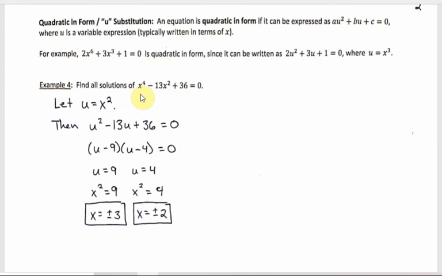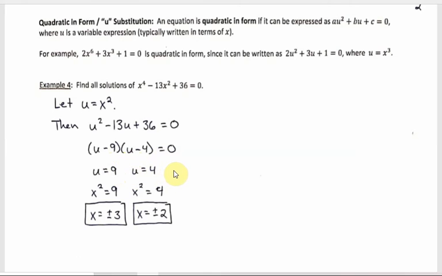So in this example, this is quadratic in form because 4 is what you get when you multiply 2 by 2. So I said, well, let u equal x squared. Then what we're left with is u squared minus 13u plus 36 equals 0. That factors into u minus 9 and u minus 4. And then if you use the zero product property, either u minus 9 is 0, so u is equal to 9, or u minus 4 is 0, so u is equal to 4.